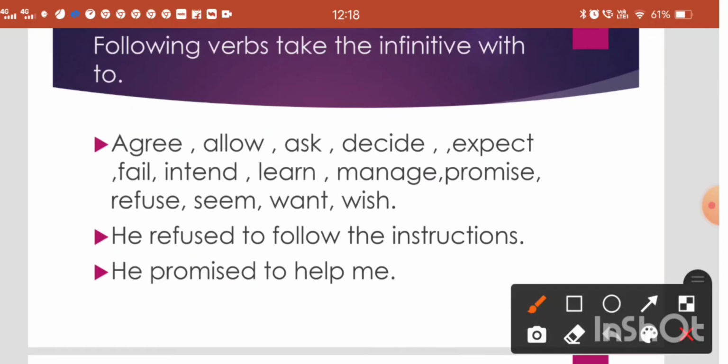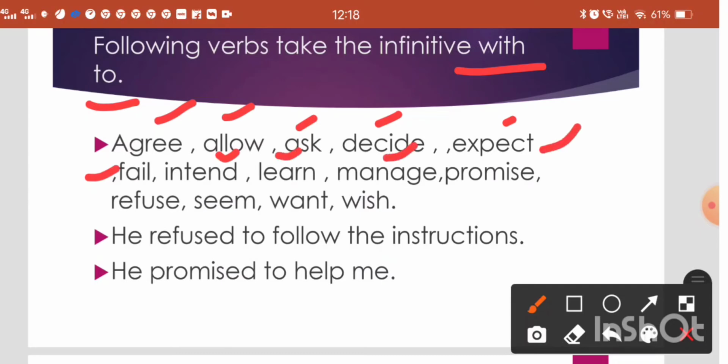The following verbs take the infinitive with to, remember: agree, allow, ask, decide, expect, fail, intend, learn, manage, promise, refuse, seem, want, wish. These verbs generally take infinitive with to. He refused to follow. He promised to help.